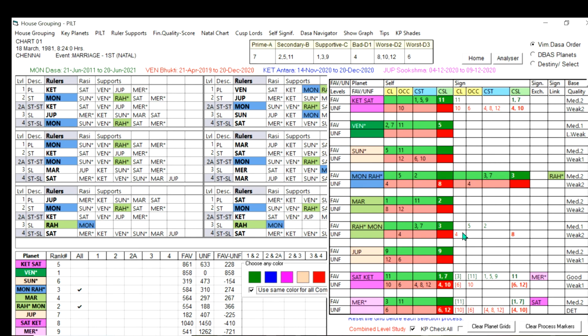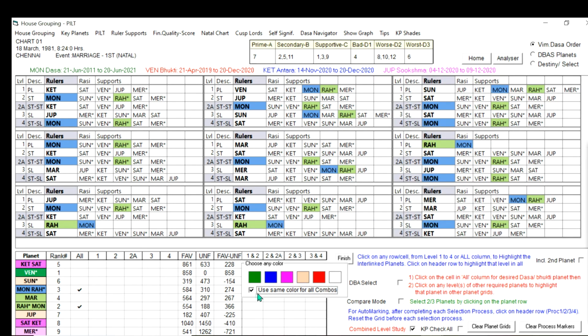Just click on this. Let me clear off this key planets page. You can see I have selected use same color for all combos. Which color do you want to give? I want to give green color for these planets. The planets which have Moon and Rahu as the star lord and sub lord, I want to give green color, blue color, or whatever color you want. Just give it and finish.